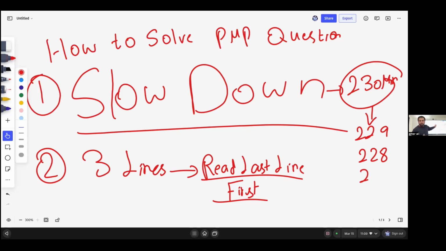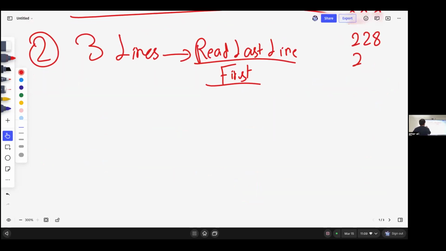We slowed down, we read the last line. Two steps, very important. Step number three: if you don't do this one, you cannot solve the question.